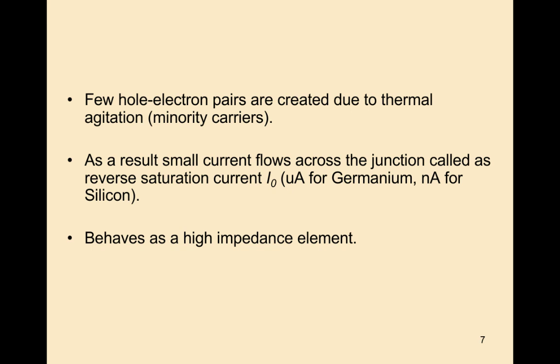It behaves as a high impedance element. So the diode in reverse bias mode behaves as a high impedance element. That means there is only a small current flow. The current is less, which means a high resistance exists, so it behaves like a high impedance element.